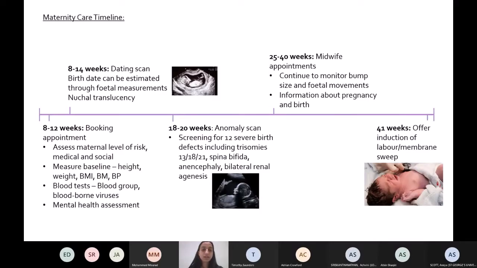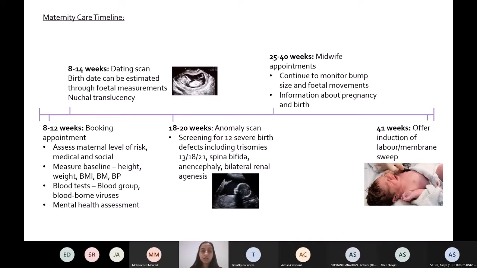So thinking about the maternity care timeline, women usually book around 8 to 12 weeks. And within that booking appointment, they'll be seen by a midwife who will assess different risks. So they'll think about physical health, mental health, and social health as well. Within that, they'll do baseline measurements of height, weight, blood pressure, blood sugar. They'll take some blood tests, including bloodborne viruses and blood group, and they'll think about mum's mental health as well.